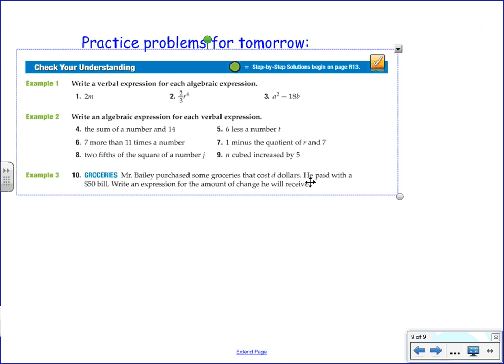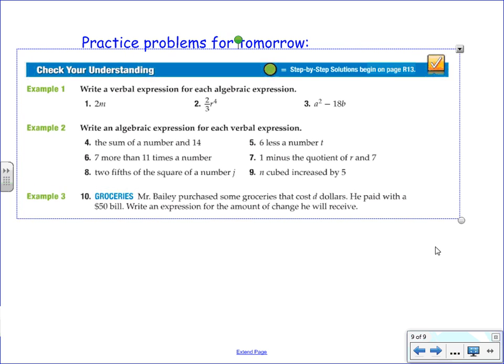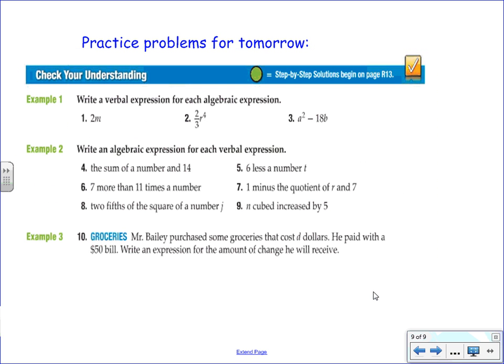All right, I'm going to enlarge this a little bit. There we go. That's a little easier to read. So these are your practice problems for tomorrow that we'll do at the beginning of class. There are 10 of them. They shouldn't take you very long at all, maybe just a few minutes. So go ahead and try these problems. We'll look at them in class, and I'll be looking for them in your notes when I check notes tomorrow. Good luck, guys.